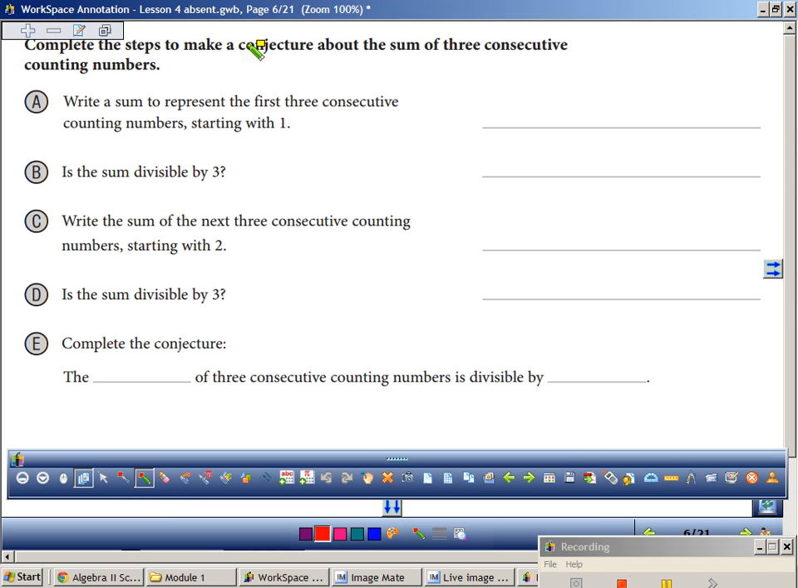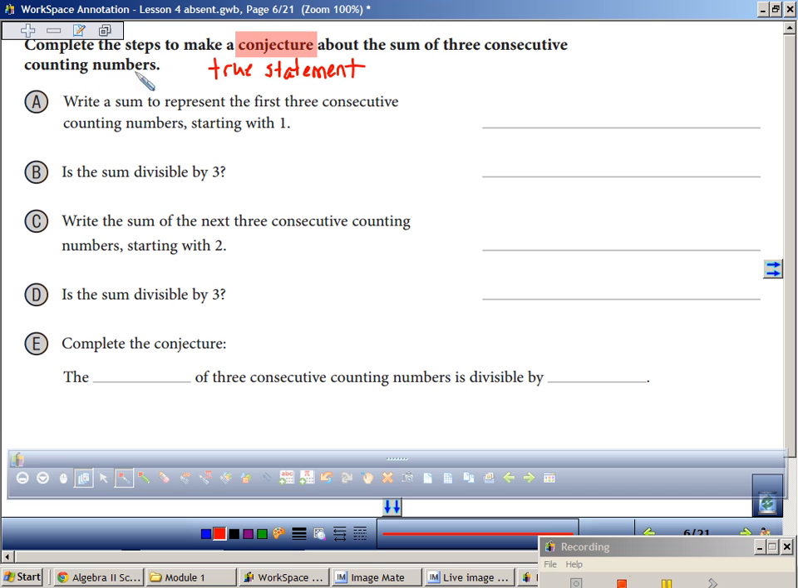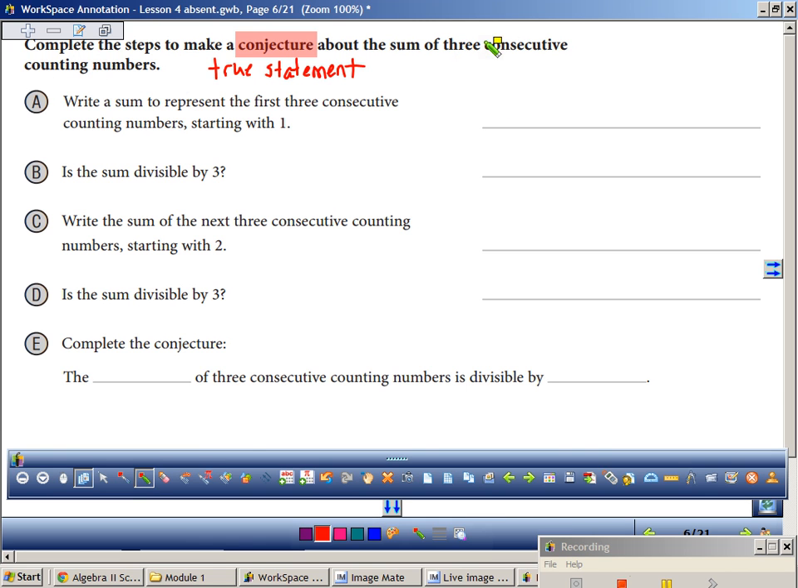Okay, so complete the steps to make a conjecture. What's a conjecture? A true statement about the sum of three consecutive counting numbers. Okay, so what's consecutive mean? One after the other, or in order. That's what I wrote.